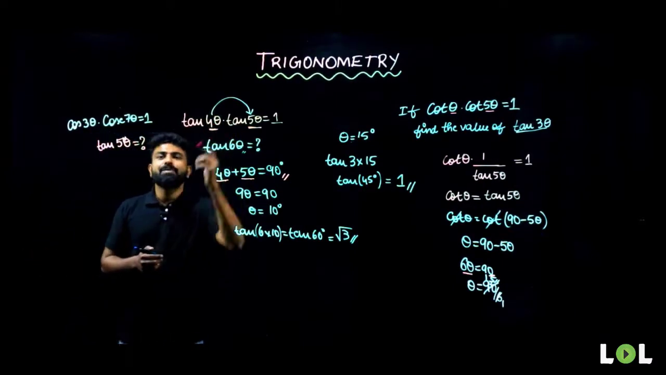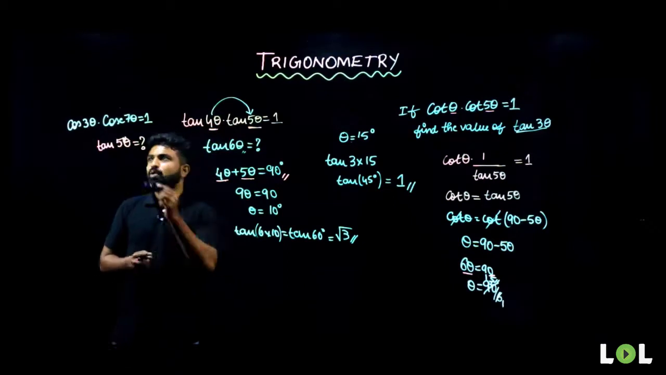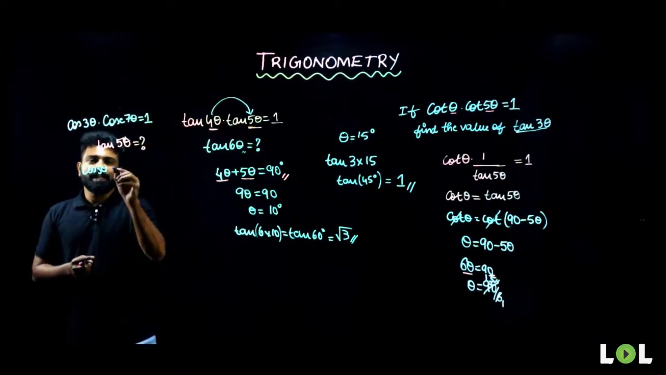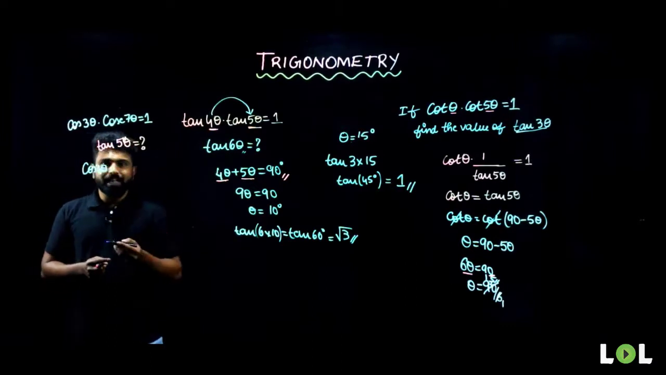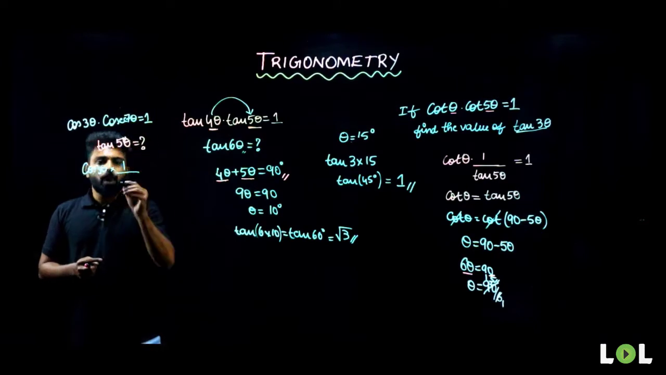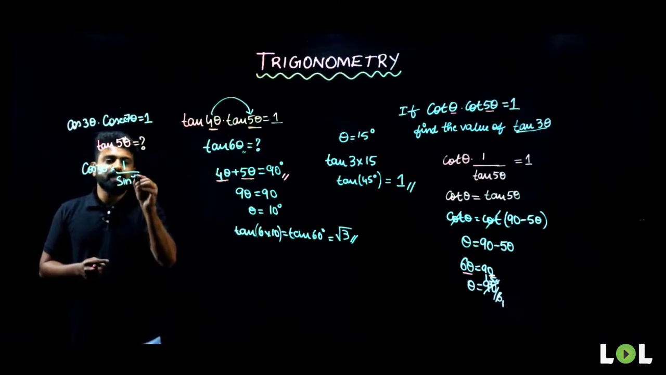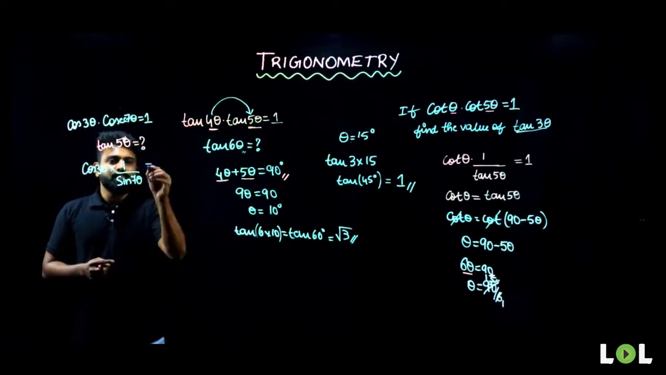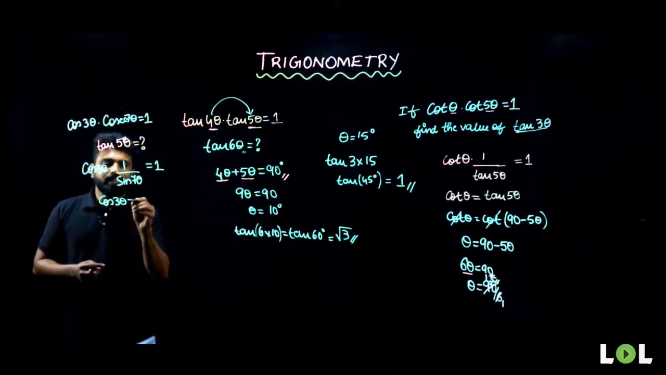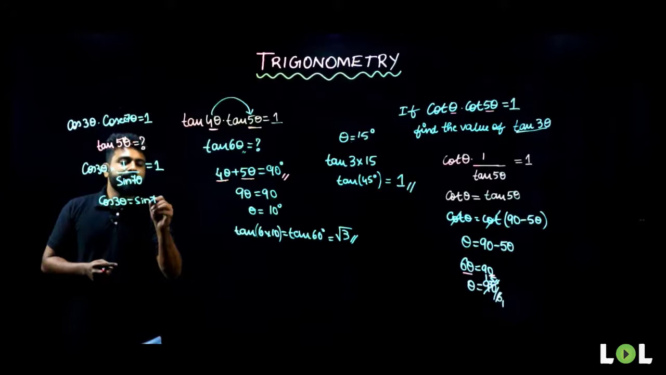This is very similar to the previous question. Let us see how. We can write cos theta as it is, cos 3 theta into cosecant theta. Cosecant theta can also be written as 1 by sin theta, so 1 by sin 7 theta, that is equal to 1. So now what am I left with? Cos 3 theta is equal to sin 7 theta.